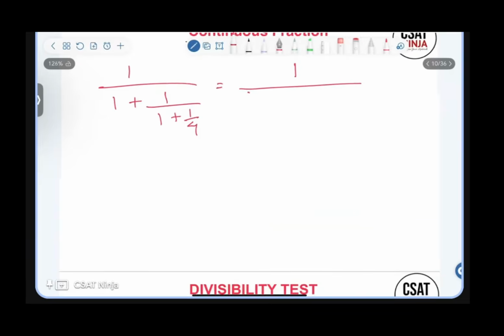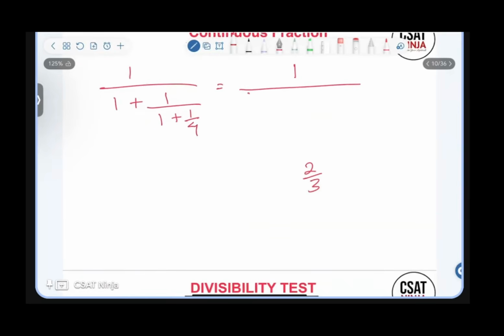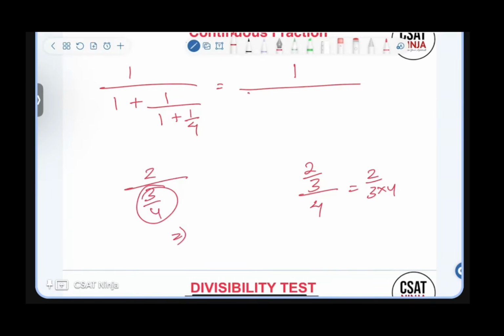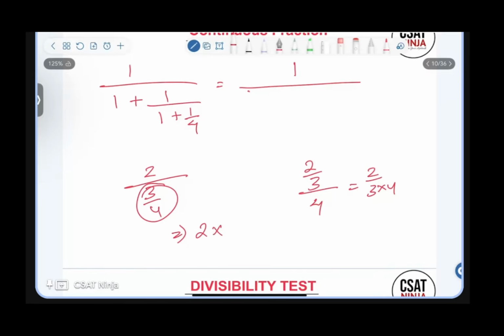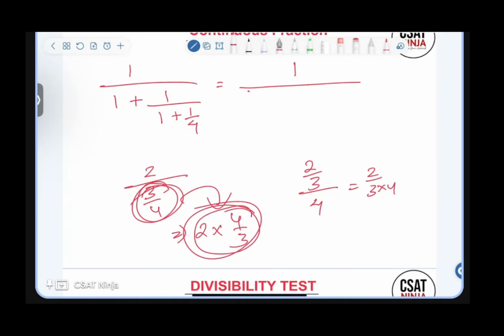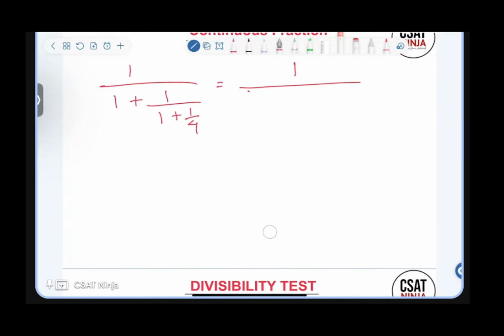If you have a fraction like this, 2 divided by 3 divided by 4, then you just write this as 2 divided by 3 into 4 only. But if you have 2 divided by 3 divided by 4, where you have a fraction in the denominator, you need to write the reciprocal of that. That means 4 by 3. So if you have a fraction in the denominator, we write the reciprocal of that. That concept you need to keep in mind, okay? Now that's the concept I'm going to use.